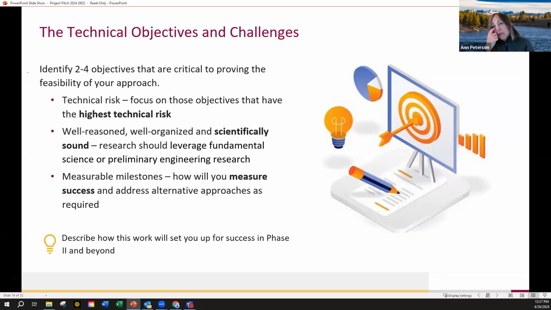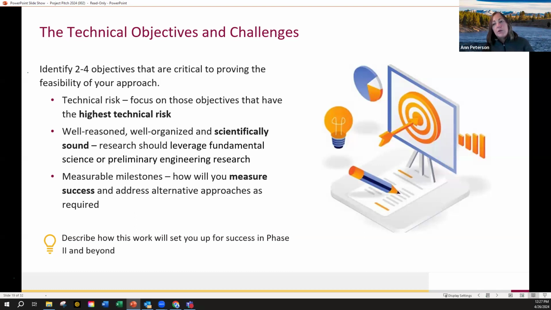Again, keep it simple. Remember, you typically have 6 months on an NSF phase 1, and on most of the other agencies as well. That's about 6 months worth of work on average. You want to make sure that you can do what you propose in those 6 months. So identify 2 to 4 objectives. Keep it simple. 2 to 3 is ideal. The things that are most critical to proving the feasibility of your approach. Because you'll have other engineering tasks that need to be done, but really think of just those risky things.